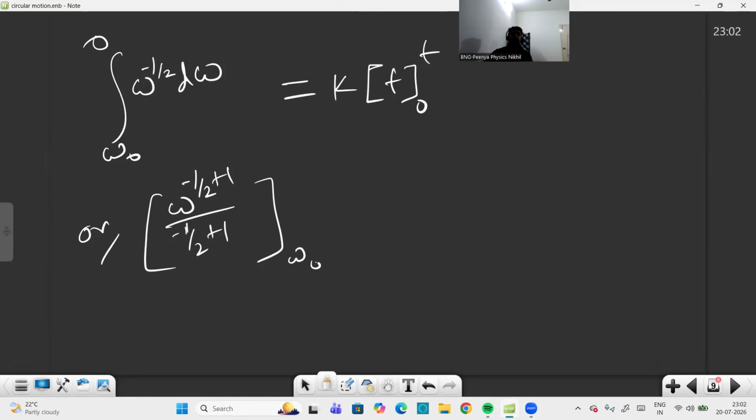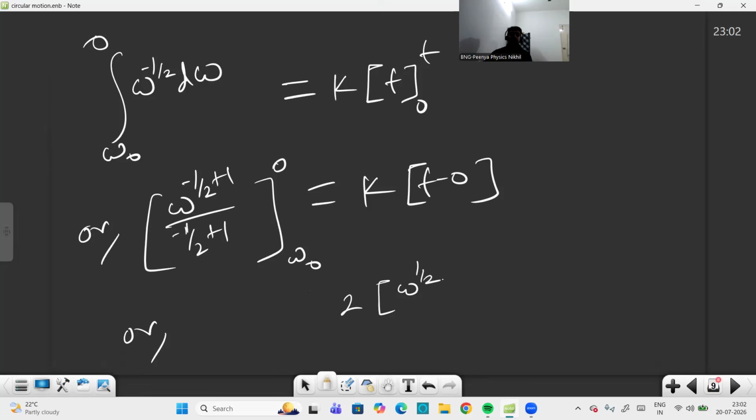And then omega naught to 0 we are doing. Now k t minus 0, we are putting the limits here. Now it will be written as minus 1 by 2 plus 1 by 2. 2 will go up, then 2, and then it is omega power 1 by 2. Okay, omega naught and then 0. That is k into t. So here just 1 by 2, 2 will come up, it will be 2, and then minus 1 by 2 plus 1 is omega 1 by 2, and you know power 1 by 2 means root.